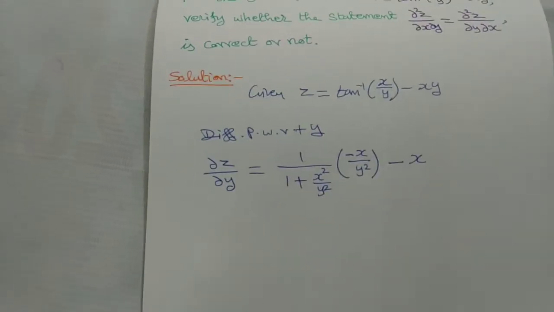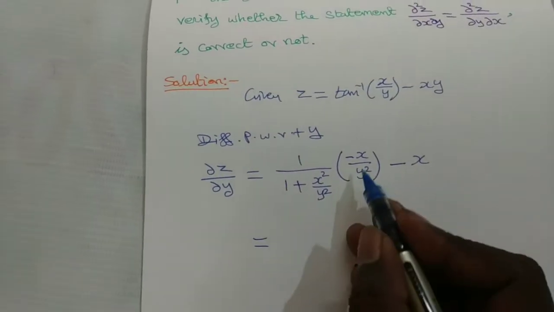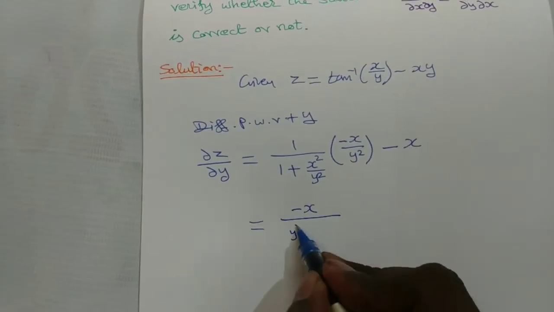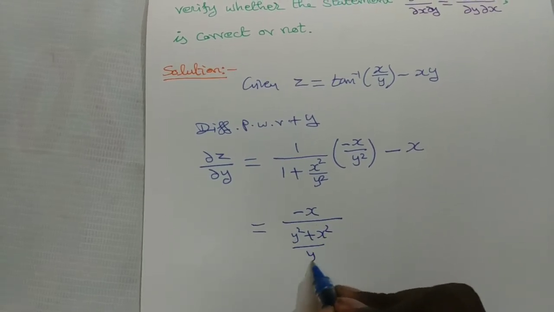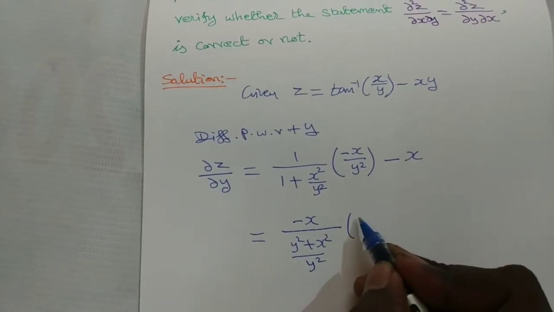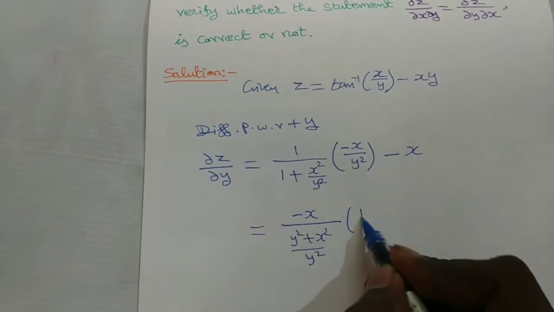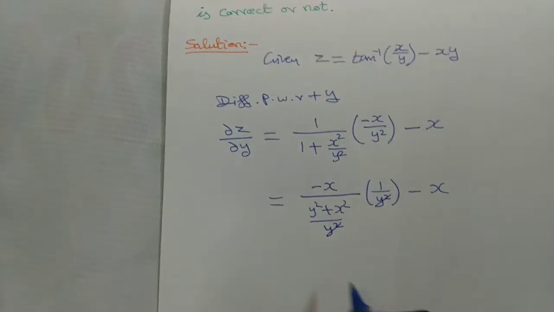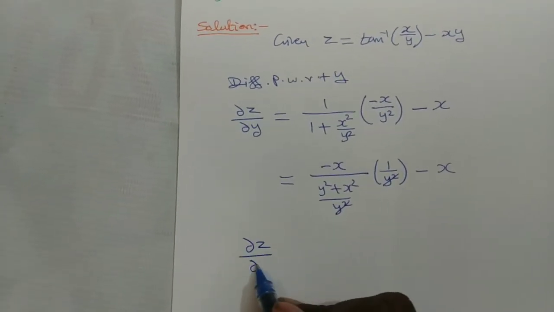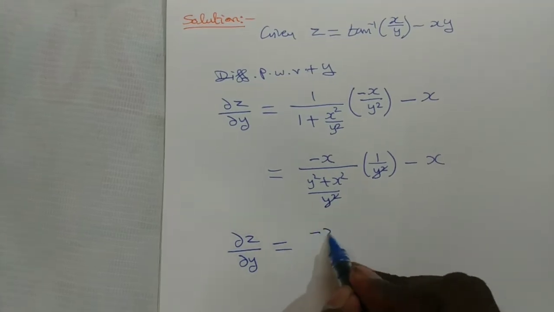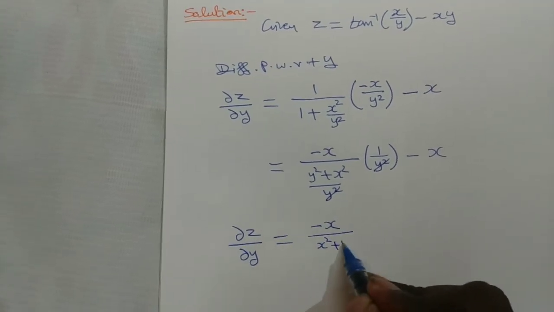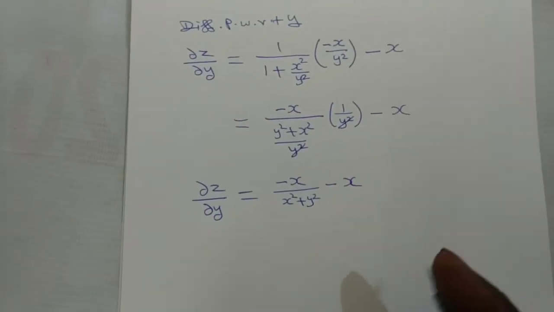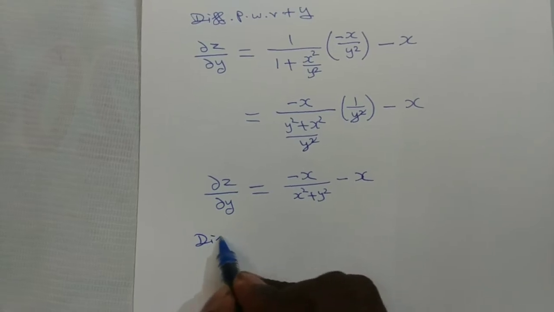So now I am going to simplify. The simplification is, this is minus x by, cross multiply, y square plus x square by y square, into, I took minus x here, so 1 by y square minus x. Y square cancels. So this is ∂z/∂y. It is minus x by x square plus y square minus x. Okay, so next I want to differentiate with respect to x.